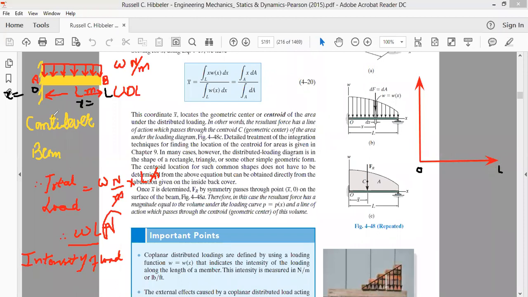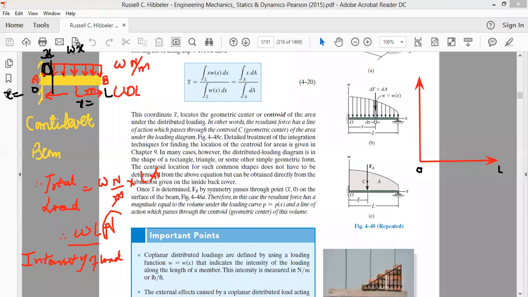Now, how does the load vary? At this point, the intensity of the load is constant. At this point, the intensity of the load is constant. Now, let's suppose we draw a section such that this section is at a distance x from end A. How much will be the force acting in this area, whose span is x? The force here will be the intensity of the load multiplied by x, W into x.